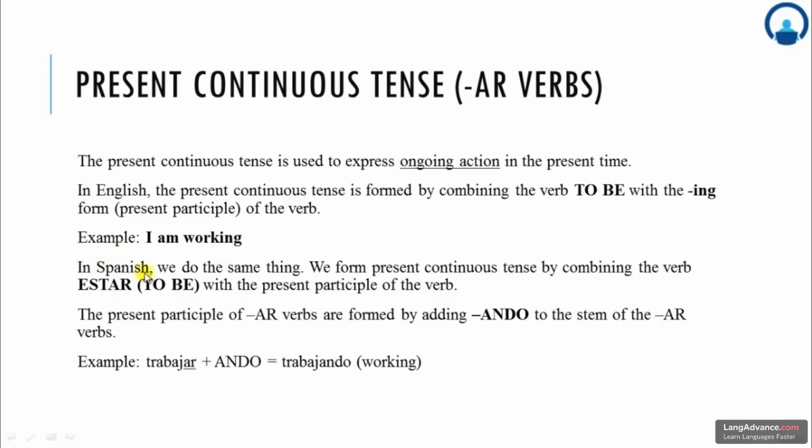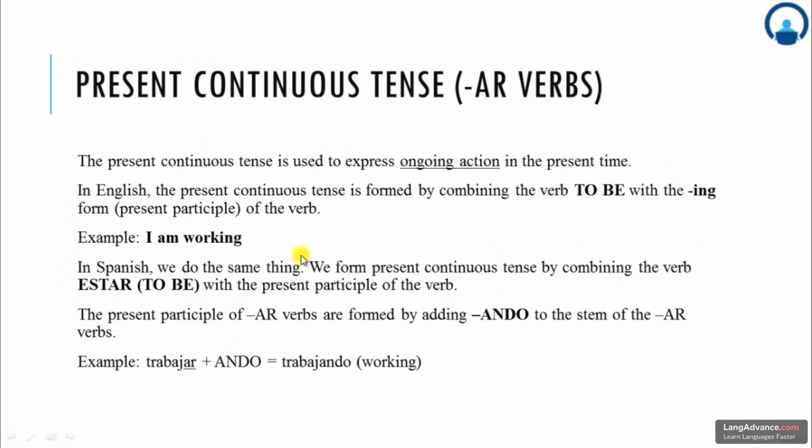In Spanish, we do the same thing. We have to form the present continuous tense by combining the verb to be with the present participle of the verb. Present participle means the ing. Here, in Spanish, we'll take to be verb as estar and not ser. And the reason you must be knowing is ser is fixed and estar is variable. And any work which is present continuous or present cannot be fixed for a long time.